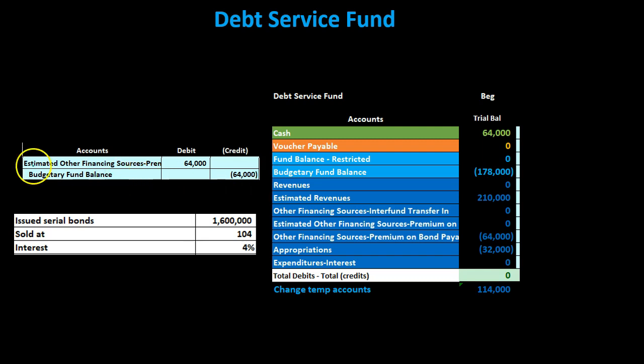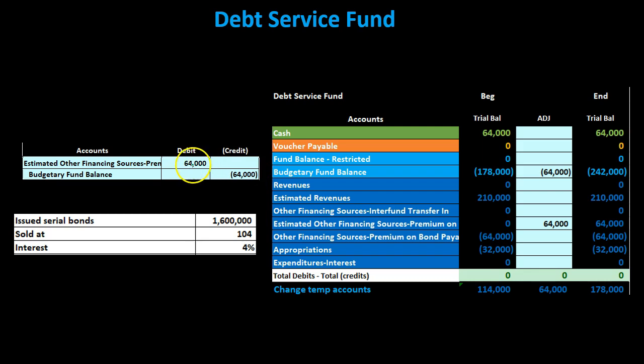To do that, we're going to do a similar type of transaction. We're going to debit the estimated other financing sources. Remember, when we think about other financing sources, it's kind of like a revenue account. It's going to have a credit balance. When we consider the estimated amount, it's the opposite, a budgetary account, so it's going to have a debit balance. The other side then goes to the budgetary fund balance, to adjust the budget for this amount that wasn't included but is now being done. So the estimated other financing sources go up in the debit direction, and the budgetary fund balance is adjusted as well.